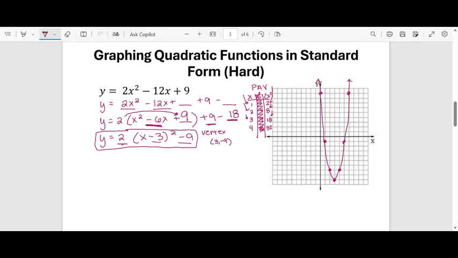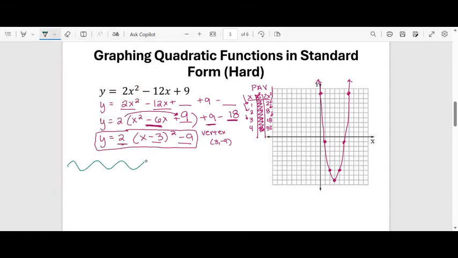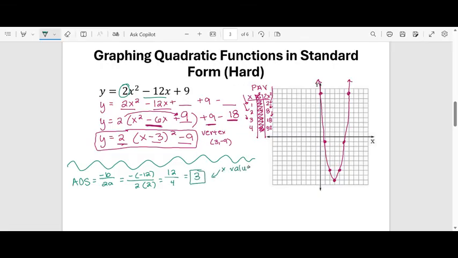All right, let's go ahead and show the other method, which is using the axis of symmetry equation, and we'll do this one kind of quickly. Our axis of symmetry equation is negative b over 2a. My b value is negative 12, so this will be negative 12 over 2a, and my a value here is 2. Negative 12 is positive 12. 2 times 2 is 4. 12 divided by 4 is going to give me 3. So this here is the x value of my vertex. So I can draw in my axis of symmetry at 3.